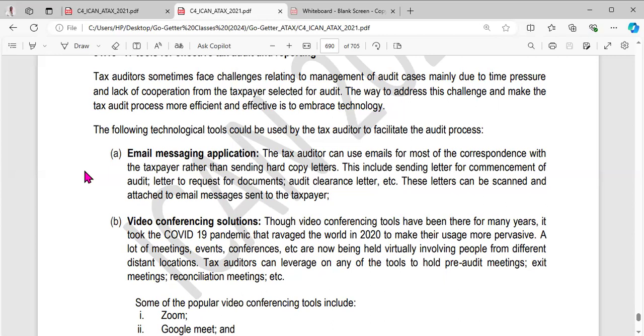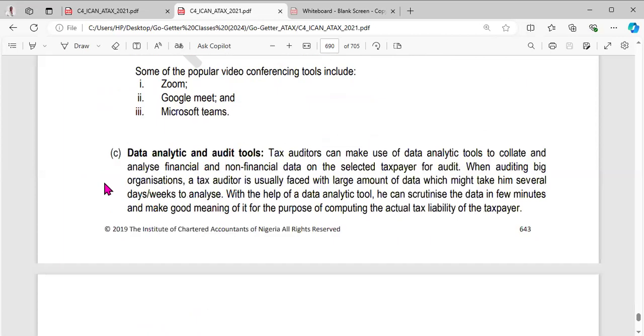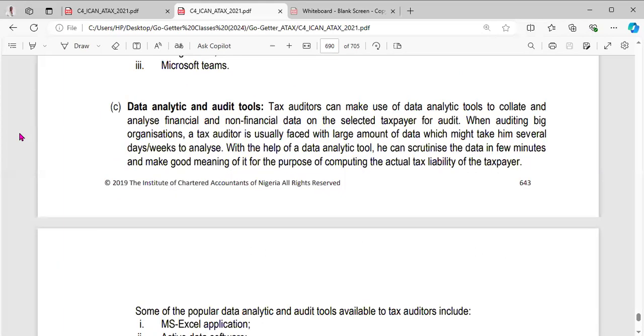And so ever since the COVID pandemic, all of these things are being done. Then we have data analytic and audit tools. Tax auditors can make use of data analytics to collect and analyze data that are financial and non-financial in nature. Big audit firms usually face large amounts of data that may take them several weeks to analyze manually. But with these tools, it will take them just minutes.